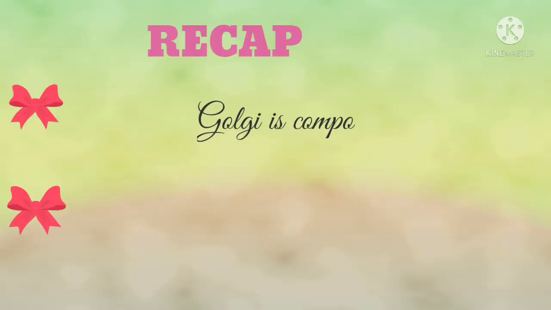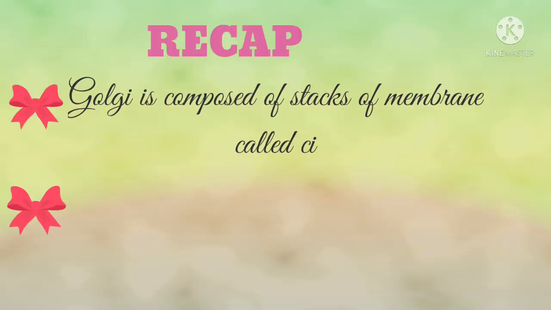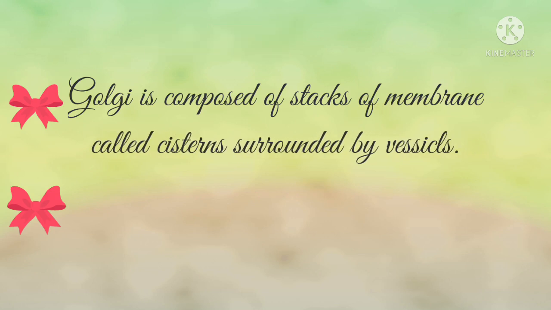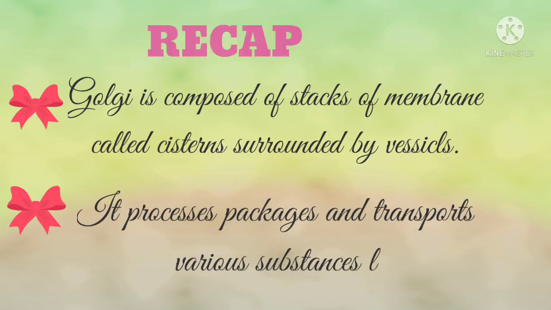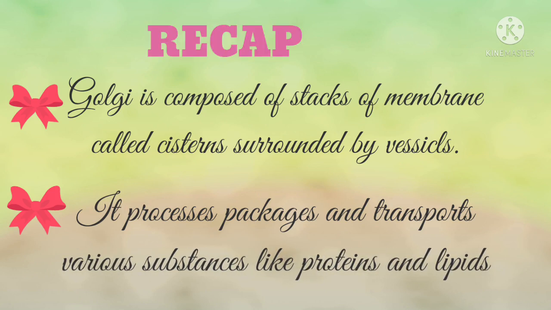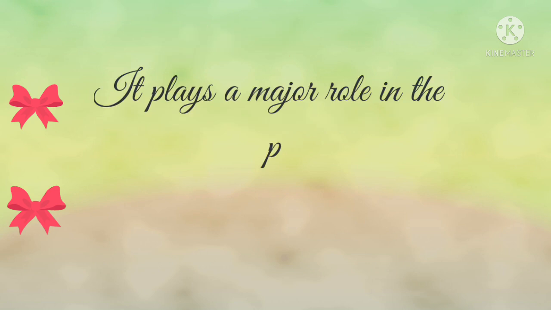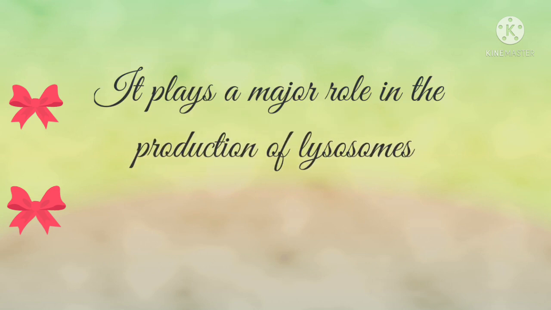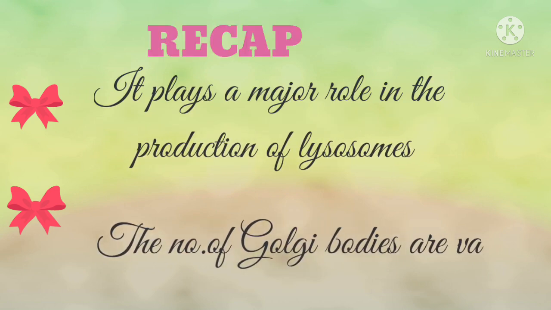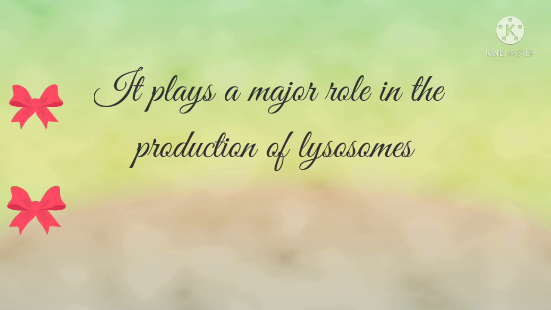Children, once again a recap about Golgi bodies. Golgi is composed of stacks of membrane called cisternae, surrounded by vesicles. It processes, packages and transports various substances like proteins and lipids. It plays a major role in the production of lysosomes. The number of Golgi bodies varies from cell to cell.